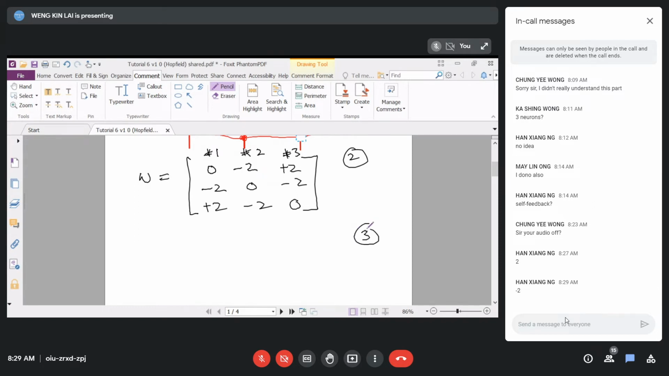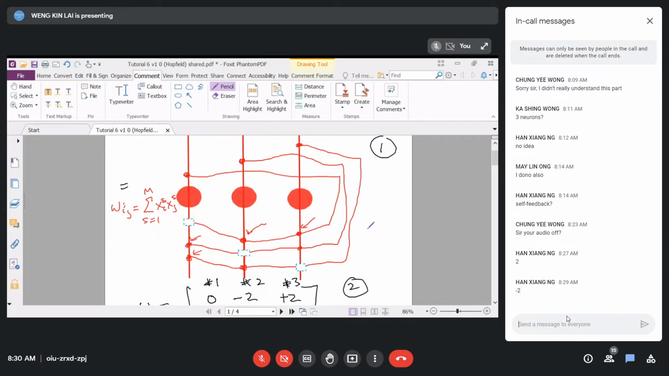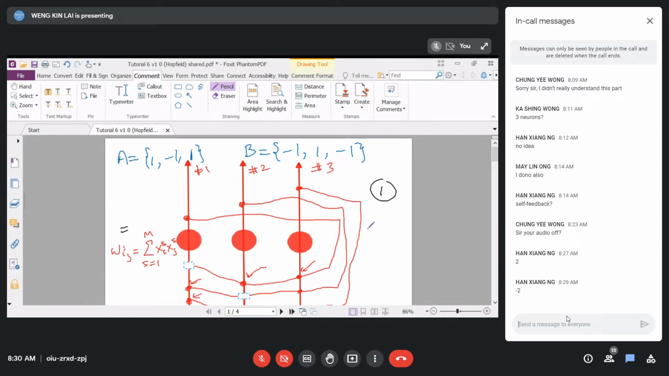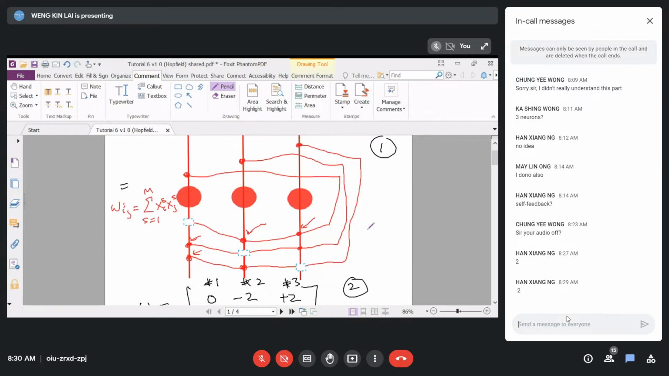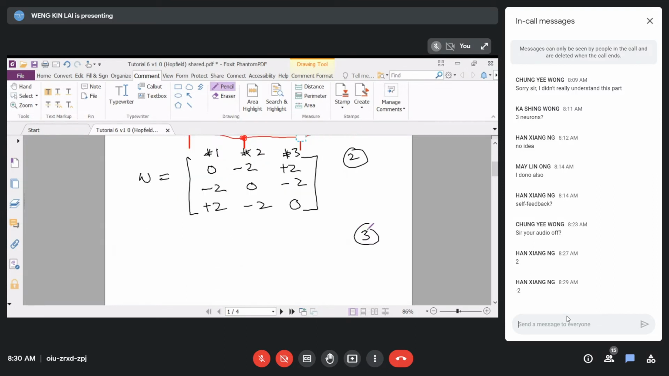Now we try to test pattern A and then pattern B to show to ourselves that it is indeed stable, it is indeed unstable or whatever, right? So first one is A, which is 1, minus 1, 1. So let's try A. 1, minus 1 and 1.